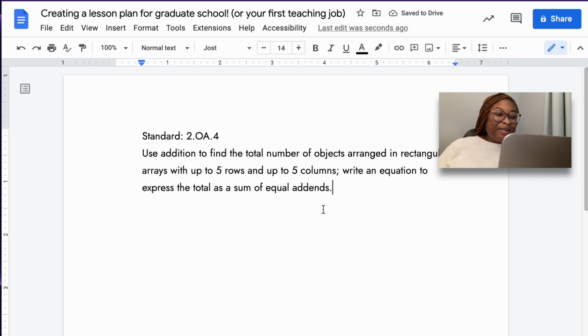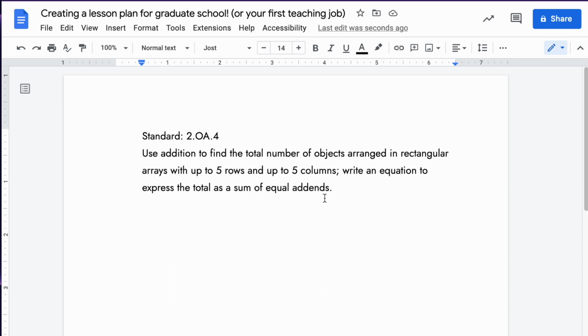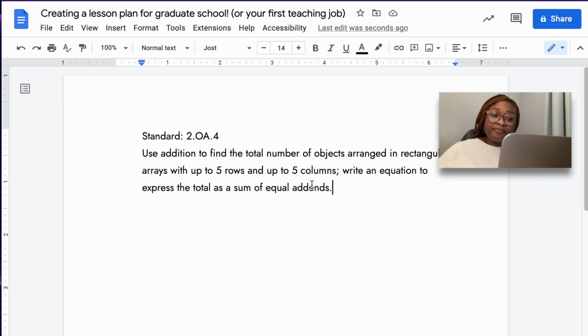Okay, so as I mentioned, you're going to want to make sure that you understand the standard as well, because you're going to have to be talking to your students about the standard. And again, if this is a lesson plan that you're going to be doing for your teacher interview, you're going to want to make sure that you display that you know what you're talking about. Like, don't go in winging it, don't go in guessing it. Make sure you know. So right here, we're talking about repeated addition.